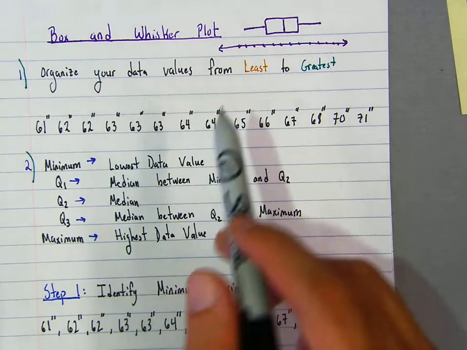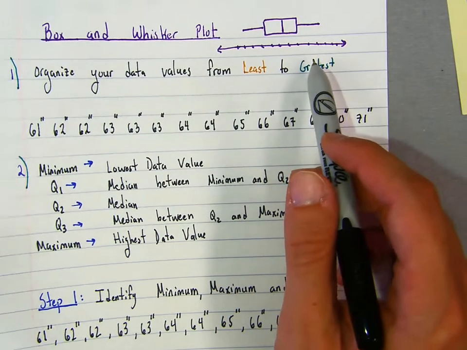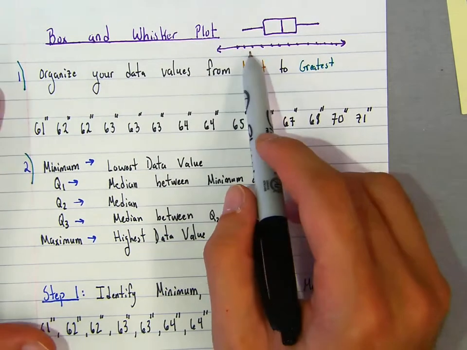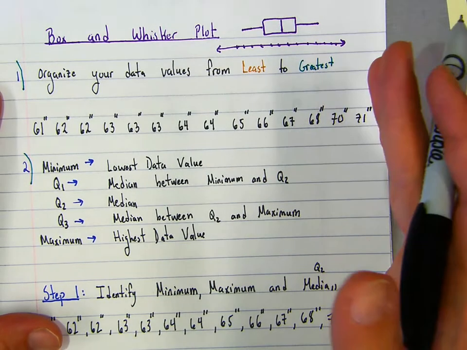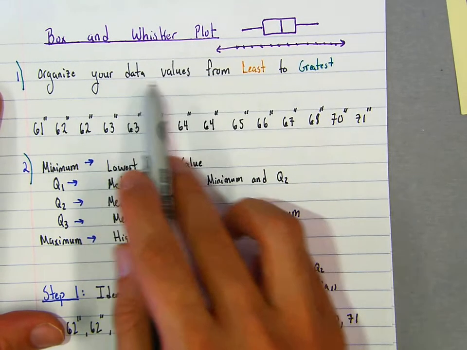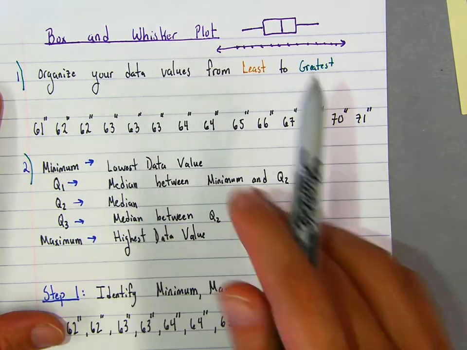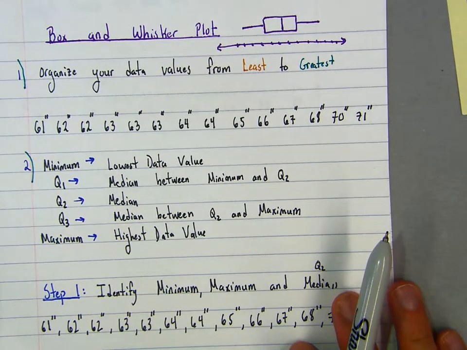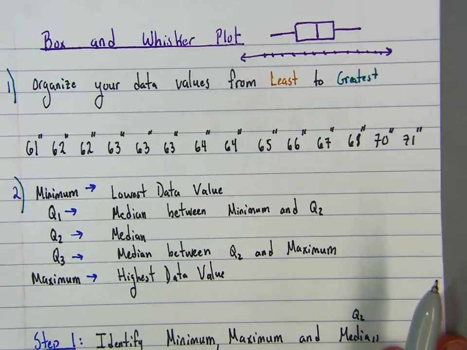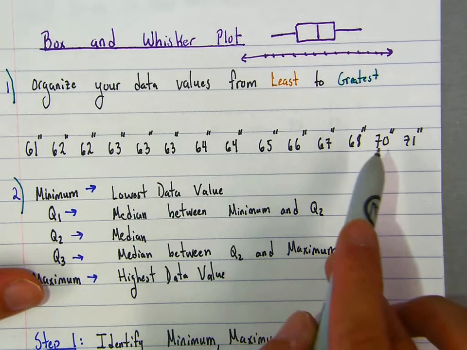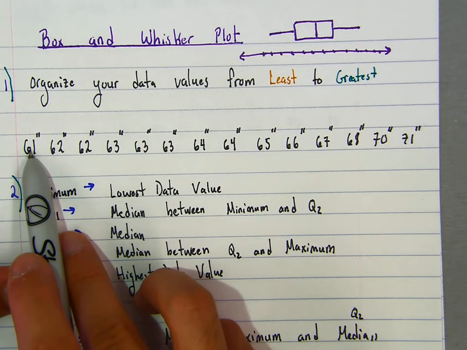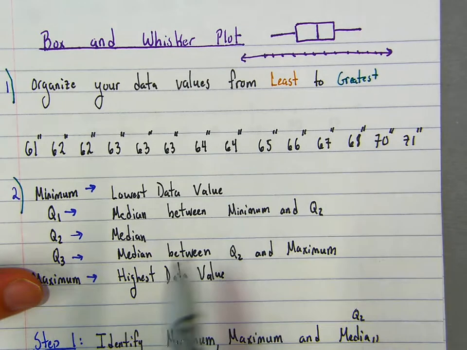I'm not sure if you've done this before with your other algebra or math classes, but here we're going to create a box and whisker plot. So the first thing we're going to do is organize our data values, right? Take a second, and what I'd like you to do is copy this into your notes. These were the data values we talked about, right? We had people who were 61 inches tall to 71 inches tall.